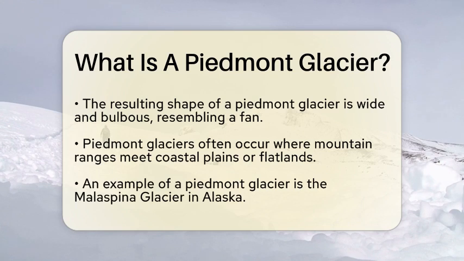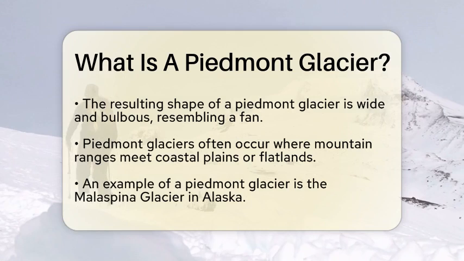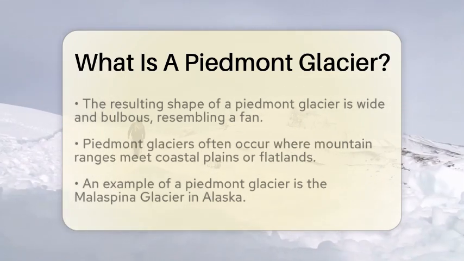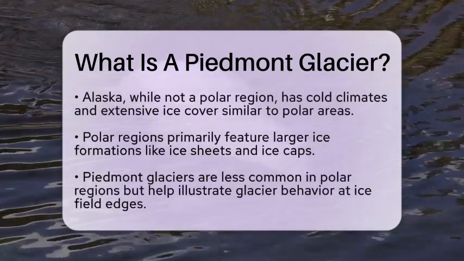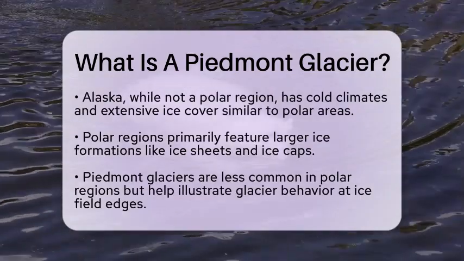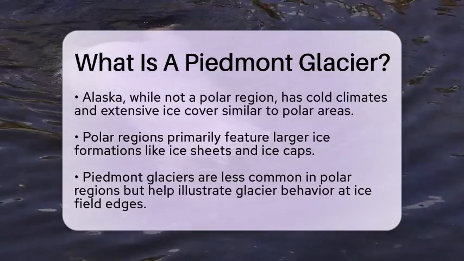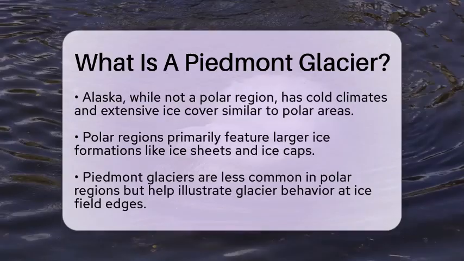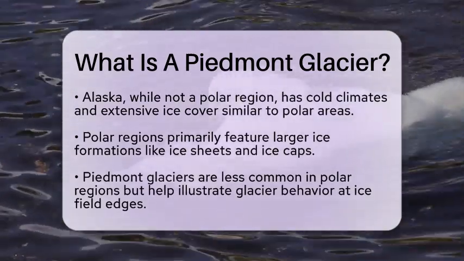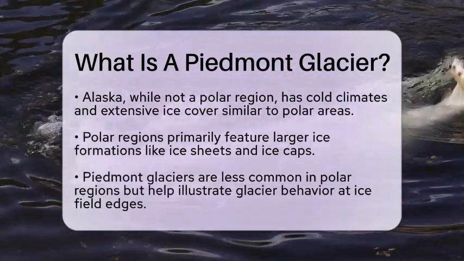In polar regions, the primary ice formations are ice sheets and ice caps, which are much larger and cover vast areas. Piedmont glaciers are less common in these regions but are still important for understanding how glaciers behave at the edges of polar ice fields. The processes that create Piedmont glaciers, ice flowing from high to low areas and spreading out, help us understand how glaciers interact with different terrains.